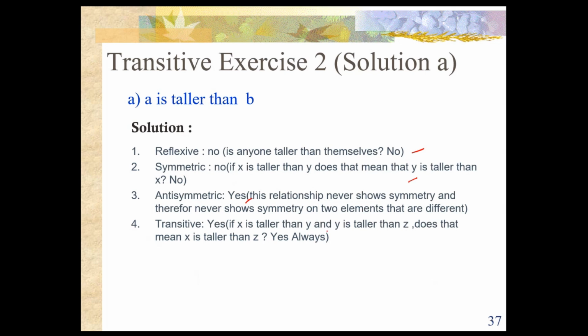And then, is it transitive? Let's say you are taller than your younger brother and your younger brother is taller than your baby brother, then you are taller than your baby brother. Does this make sense? Of course, it makes sense. You are taller than your younger brother, and your younger brother is taller than your baby brother. Therefore, you are also taller than your baby brother. So it's making sense, right? So it's transitive.